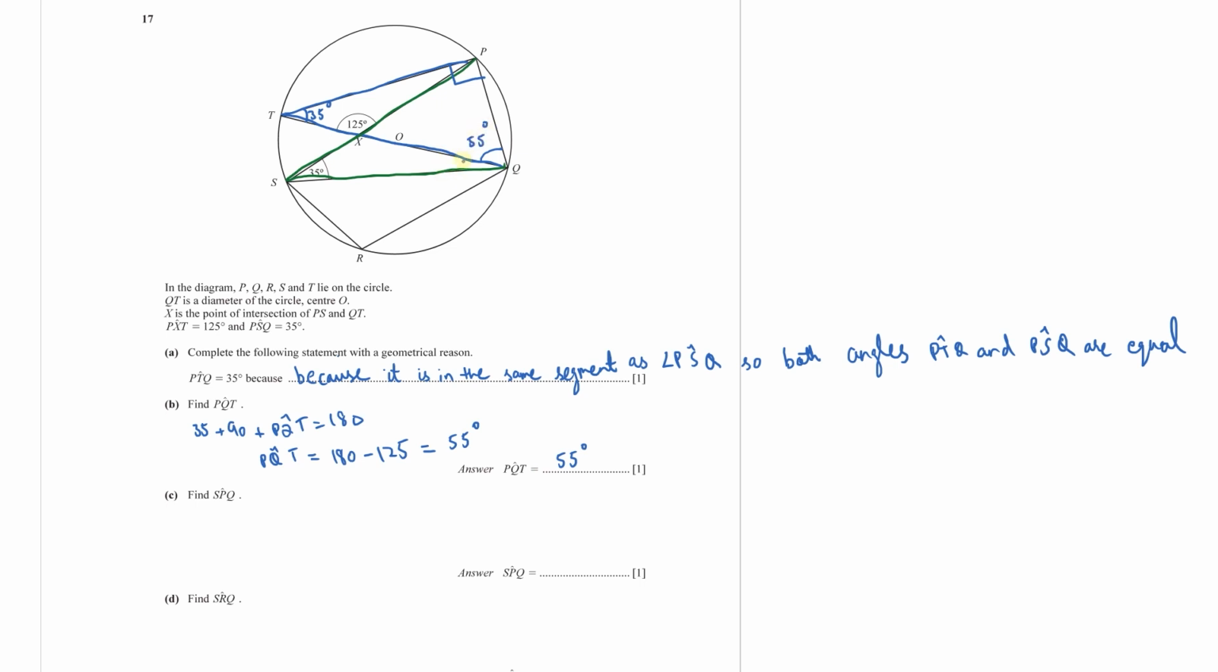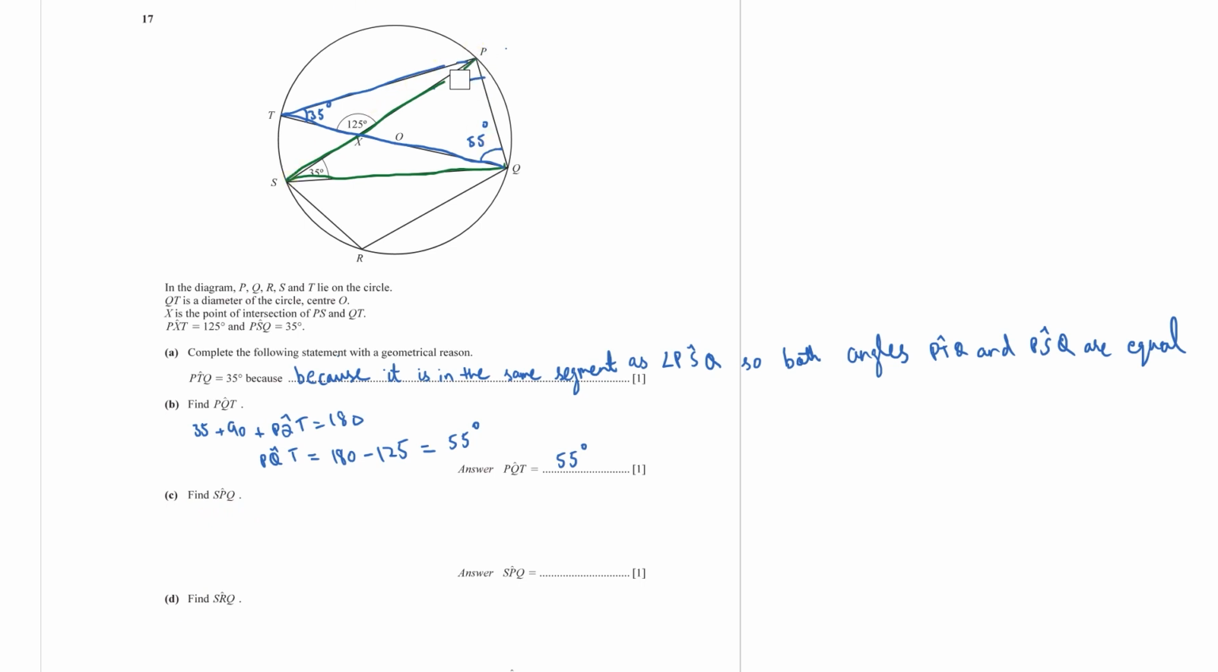And it's a good habit to just keep marking the angles that you have calculated, because sometimes these values are used in the next part. So you know what angles you have already calculated and are known, so you can use them. Part C is find angle SPQ. So SPQ is this angle.